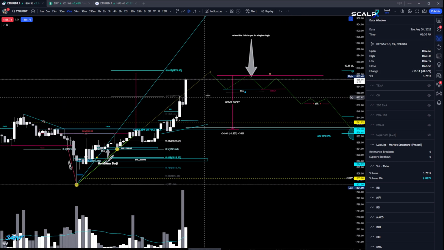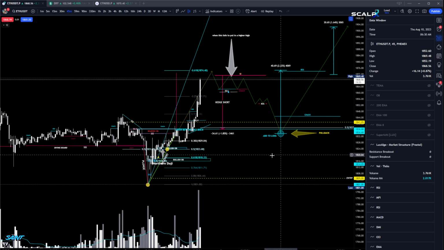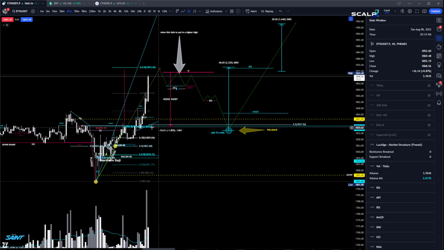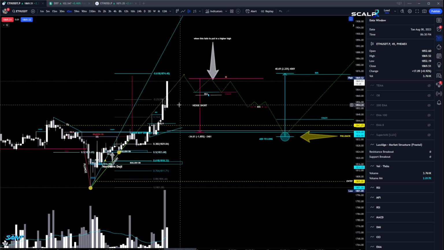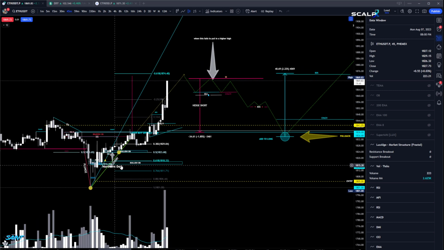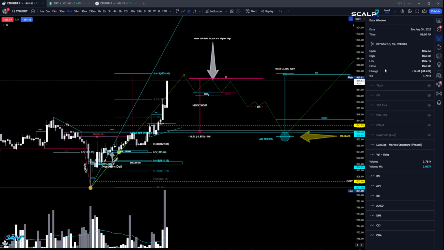I guarantee I can go in the chat right now. They're like, oh my God, it's not coming back down to 36. But yeah, of course it's not. Now it's too late to long. The opportunity to long was down here on these bullish order blocks.